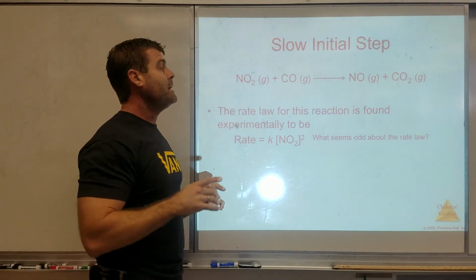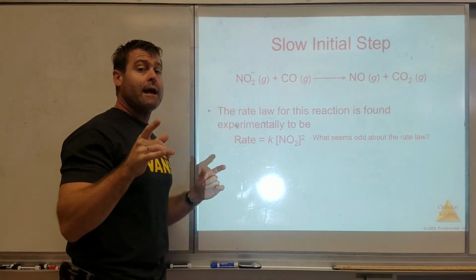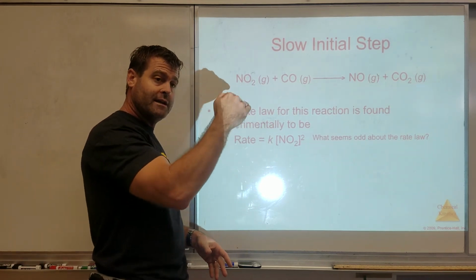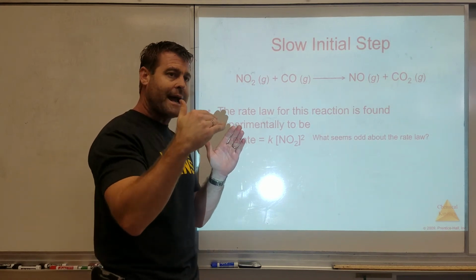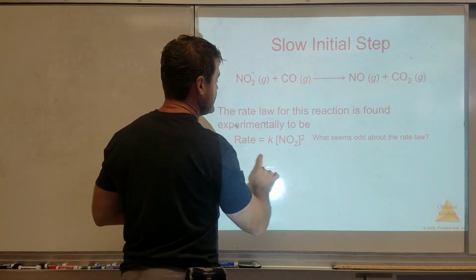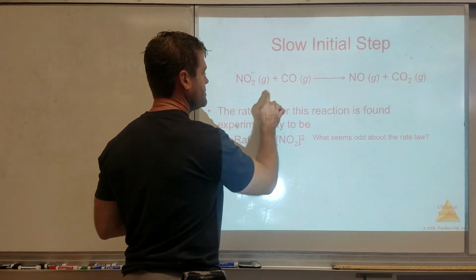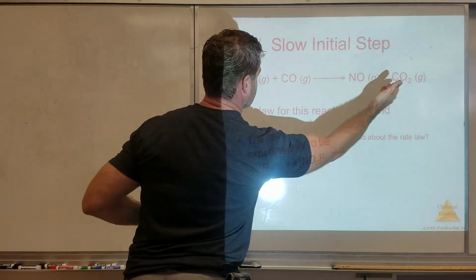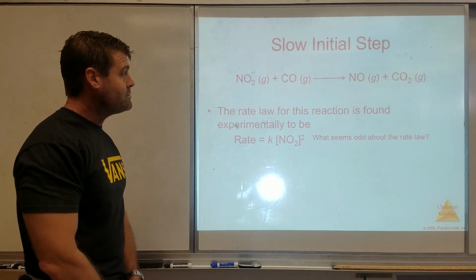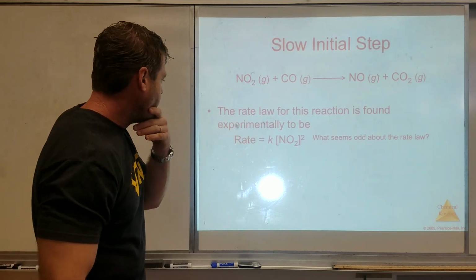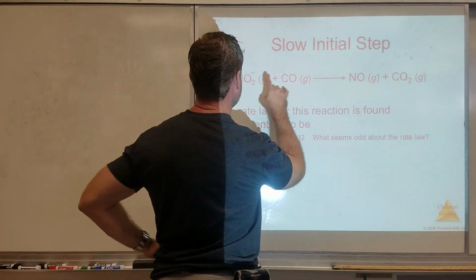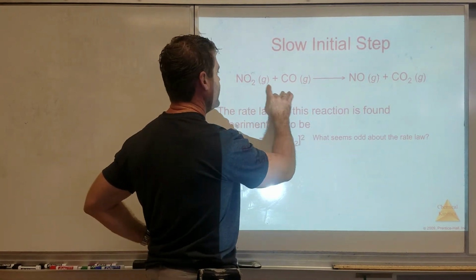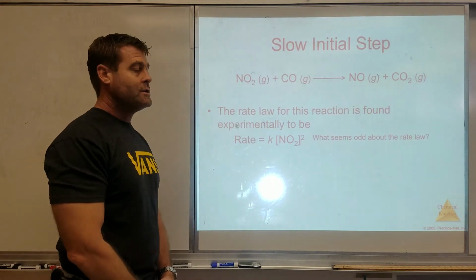But experimentally, you remember how rate laws are determined experimentally, right? You look at the speed of the reaction at various concentrations. Now you'll notice, this is the rate law that was determined experimentally for this reaction. I'm asking what seems a little odd about that rate law. Look at the rate law and then look at the reaction. The reaction obviously needs nitrogen dioxide and carbon monoxide in order to react, yet I only see nitrogen dioxide in the rate law.